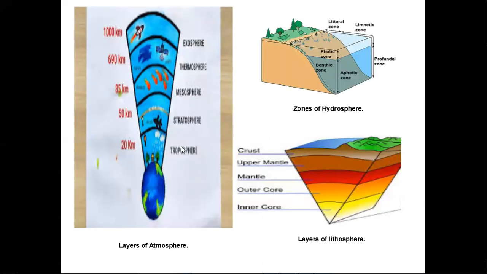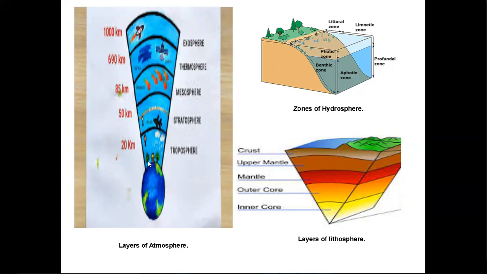You can see here in this picture the layers of atmosphere. There are different layers of atmosphere. The lowermost layer, up to 20 kilometers from the Earth's surface, is known as troposphere, and then 50 kilometers from the Earth's surface is known as stratosphere, and 85 kilometers from the Earth's surface is the mesosphere, and 690 kilometers from the Earth's surface is known as thermosphere, and 1000 kilometers from the Earth's surface is known as exosphere.